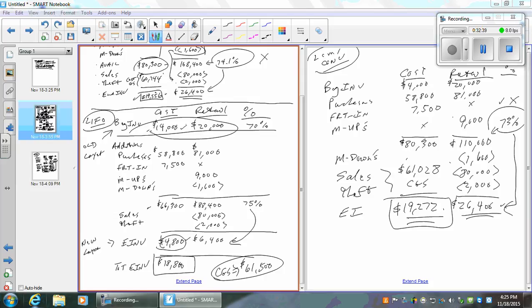Okay, let's try one that is dollar value LIFO retail.